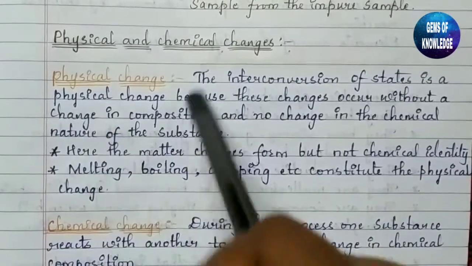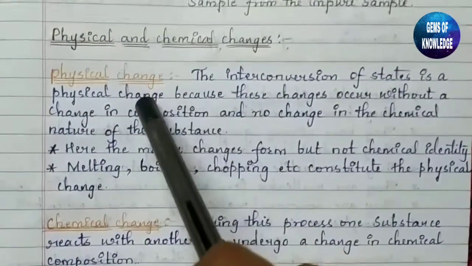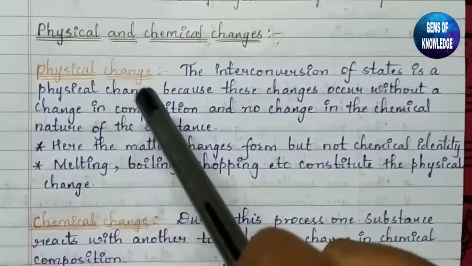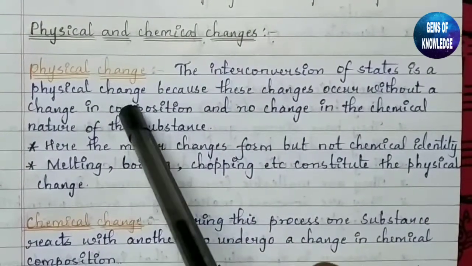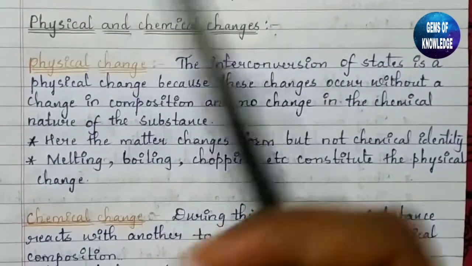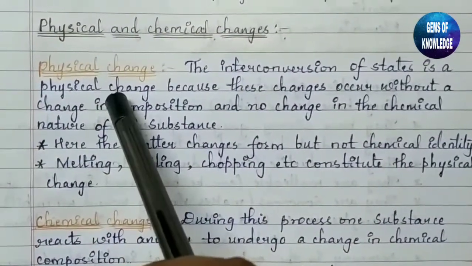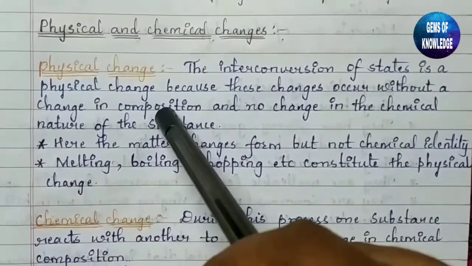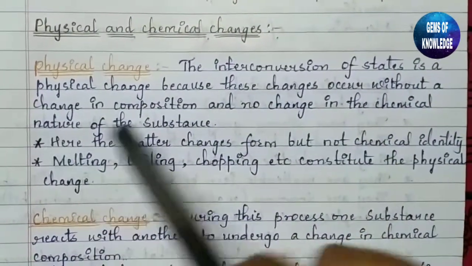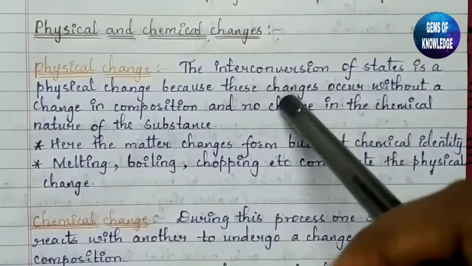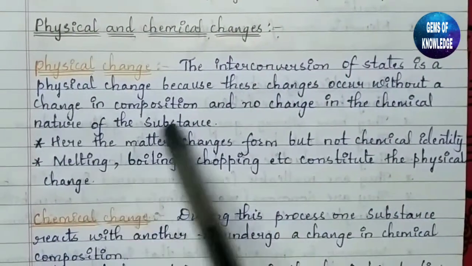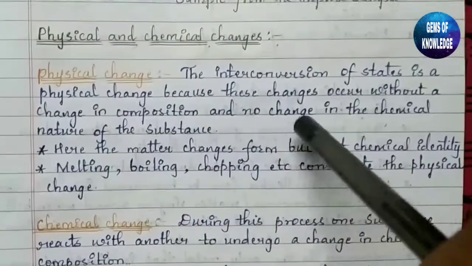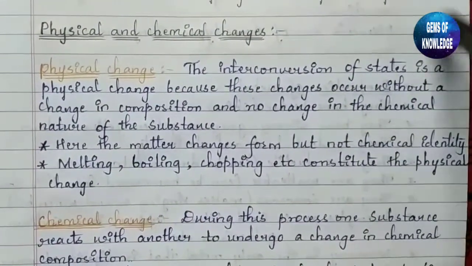The first thing we need to study is the physical change. So what is a physical change? The interconversion of state is a physical change. The state can be interchanged directly, from solid to liquid or liquid to gas or any other state. That is nothing but a physical change, because this change occurs without a change in composition and no change in the chemical nature of the substance. Whatever composition is present in that material will remain as it is, and there will be no chemical change of the substance.